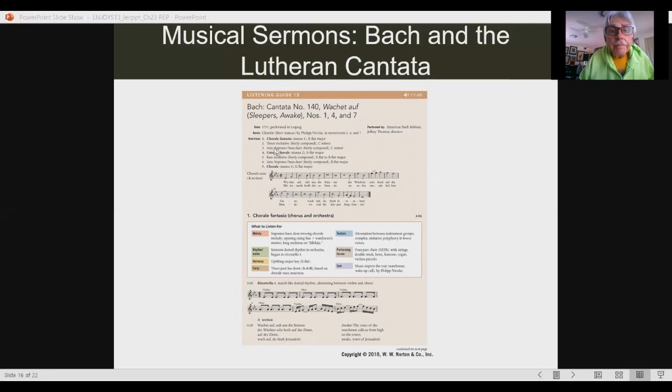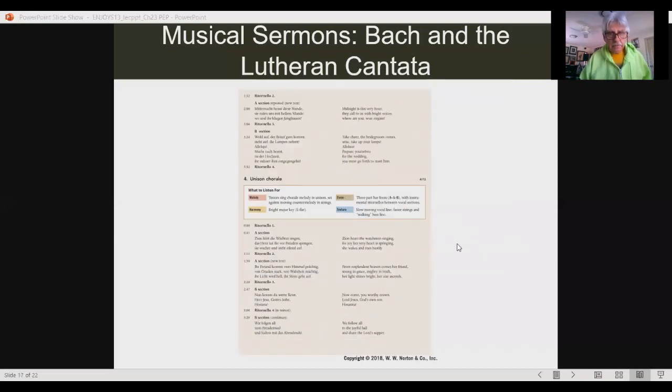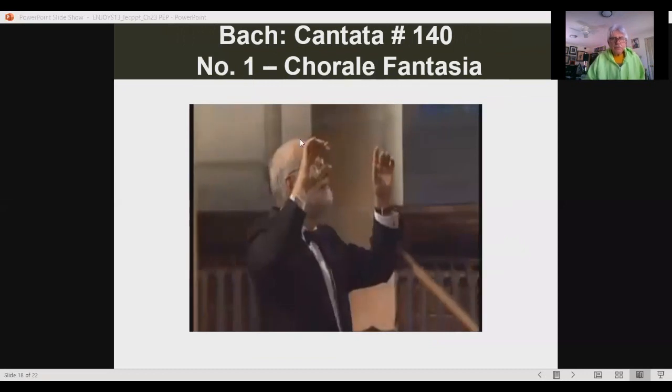If you look at this, there are 7 movements here. The chorale fantasy, the tenor recitative, an aria by a soprano, a unison chorale, which we're going to sample, a bass recitative, an aria. Notice how you have this coupling of the recitative and an aria. This is typical of opera and also of cantatas. So here is the first movement.